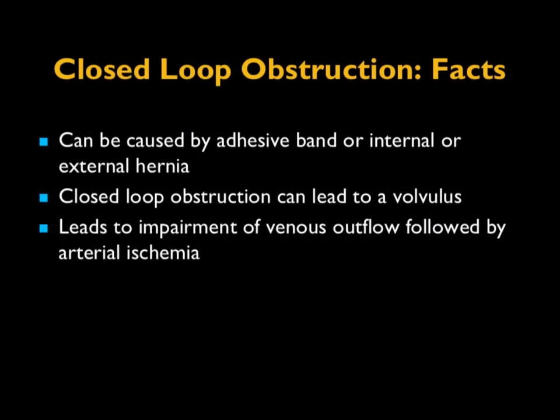We talk about obstruction like this. We talk about closed loop obstructions. Can be caused by bands or internal or external hernias. Closed loop obstruction can lead to volvulus, and it leads to impairment of venous outflow, followed by arterial ischemia. Closed loop obstruction usually is not hard to recognize on CT, though sometimes it's tricky. We talk about C or U-shaped distended loops with the mesenteric vessels converging to the site of obstruction. The multiplanar views usually are ideal.